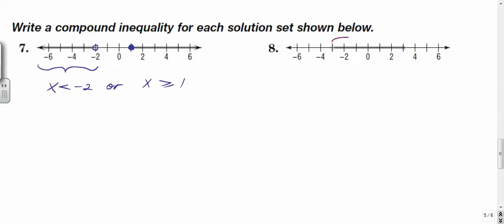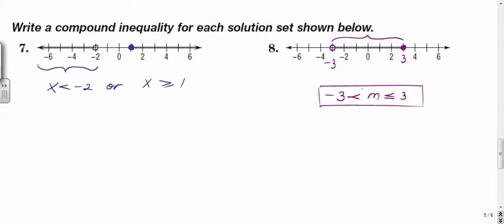Number 8. As you notice, your solution set is between those two numbers. That's an open and that's a closed dot. So you can start with any one of your endpoints. This is negative 3. And you may say first thing, negative 3 should be less than m, which should be less than or equal to 3. And this is a conjunction. You need to have both conditions satisfied. Your number should be greater than negative 3, but no greater than 3.